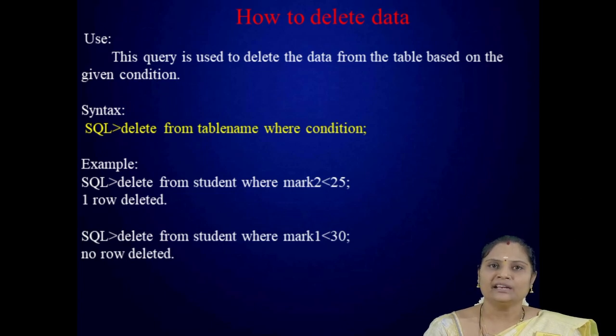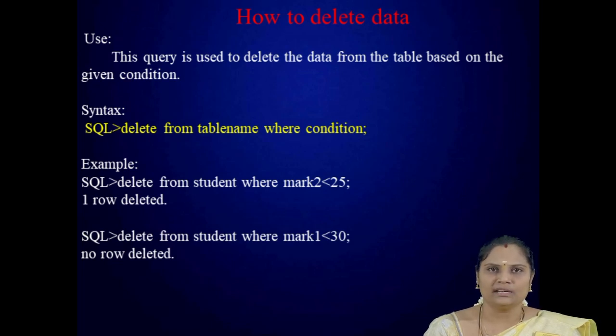Delete query. Already we discussed truncate and drop query. Truncate query is used to delete all the records from the table. Drop query is used to delete the entire table along with its structure. Now we discuss the delete query. Delete query is used to delete particular records from our table. For this we write the syntax as delete from table name where condition. Based on this condition, we can delete the record from the table.